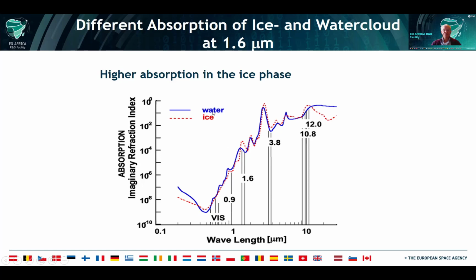If we look also with respect to the difference of absorption of water and ice, you see that, for example, in the 1.6 micron channel, there is a strong difference between the degree of absorption of water compared to ice. Ice is a very strong absorber. So these differences can be utilized.